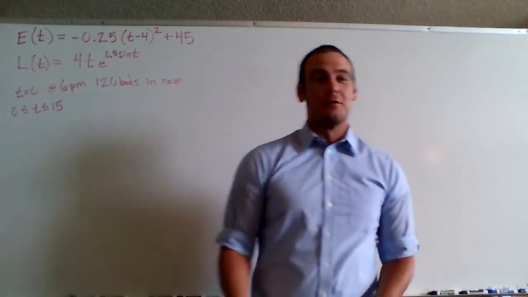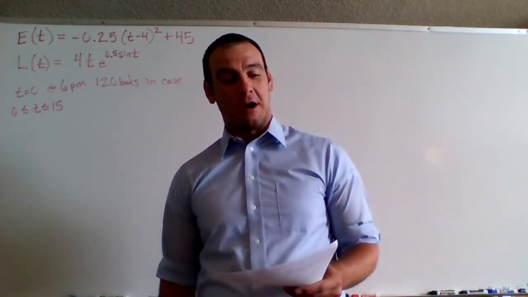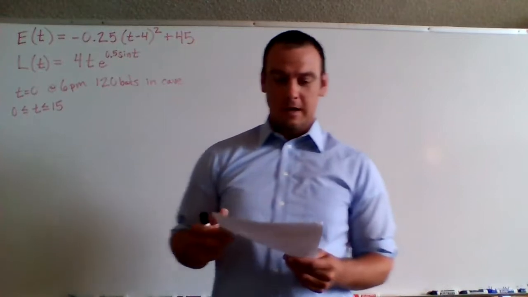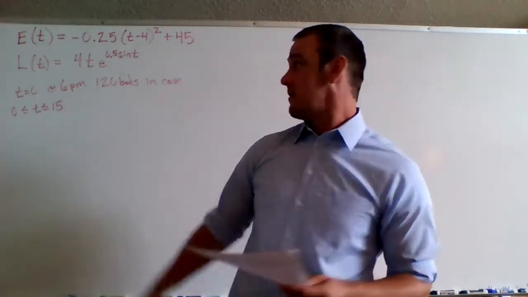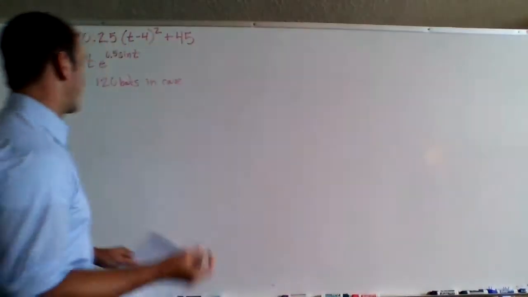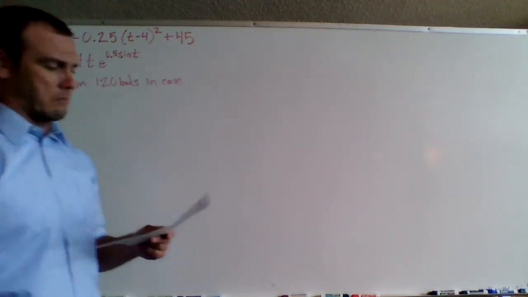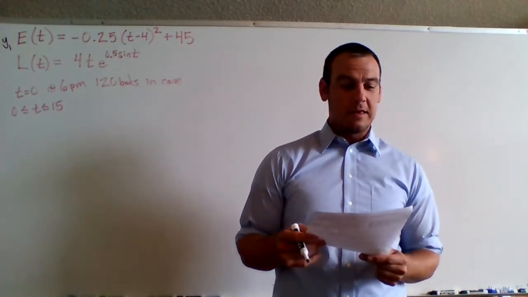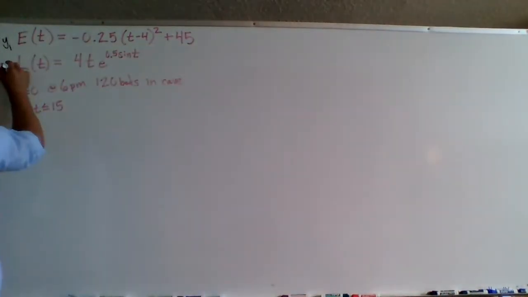All right, so we're going to go over this bat problem here. At 6 p.m., there are 120 bats in the cave. I already wrote that part down. Bats enter the cave, modeled at a rate by E of t. Okay, so we got that one there. I got that as Y1 in our calculators. Maybe you want to mark that on your paper so you know which one's which as well. And leave the cave at a rate modeled by L of t. I got that as Y2.